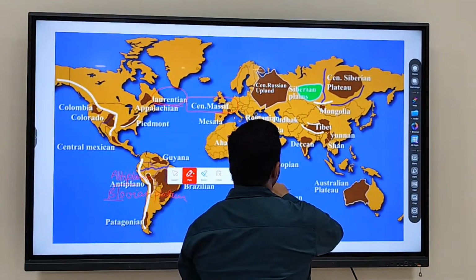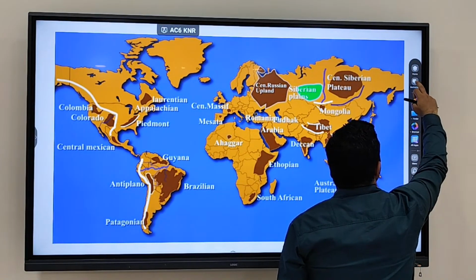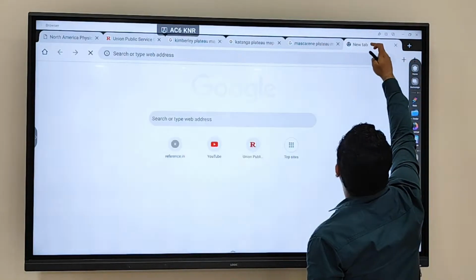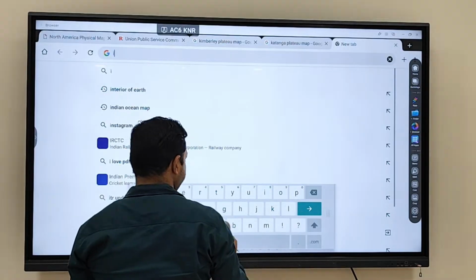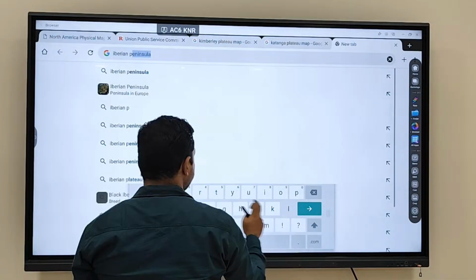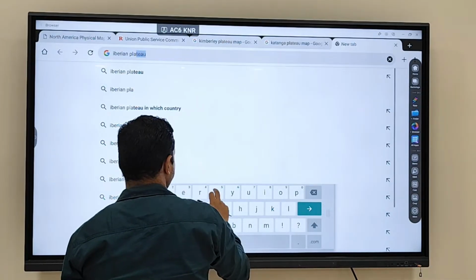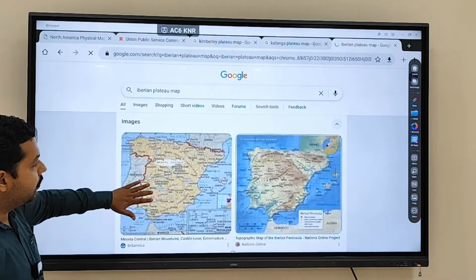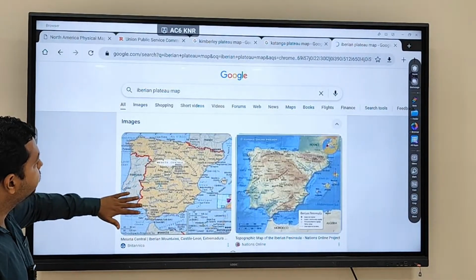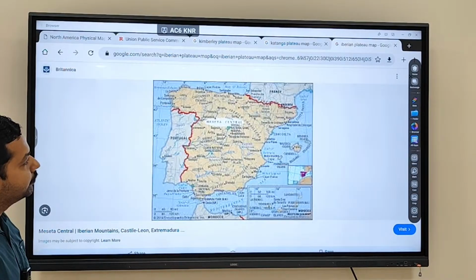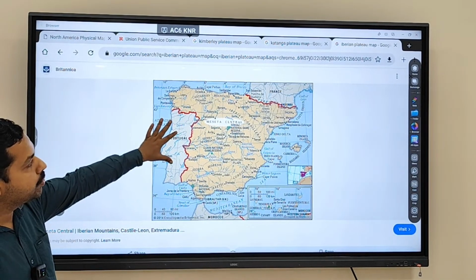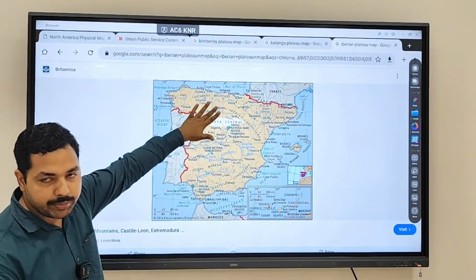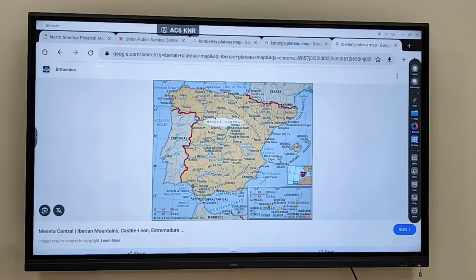Apart from this, sometimes you also might get a question regarding the Iberian Plateau. It is in the news because of a certain civil war. So that's why you may get a question on it. It lies in Spain, the Spanish Plateau. This part is Portugal, this part is Spain, and this part is France. So the Iberian Plateau lies in Spain. Keep that in mind.